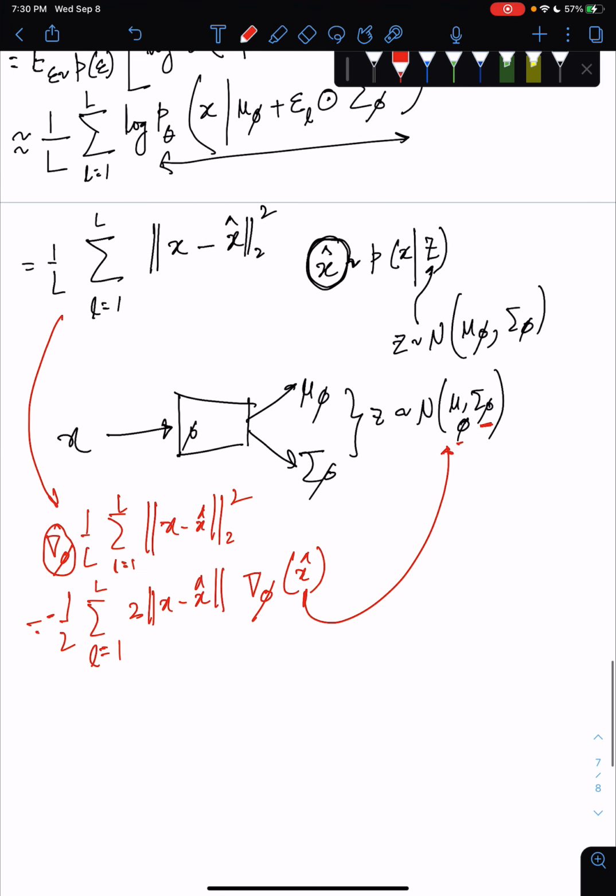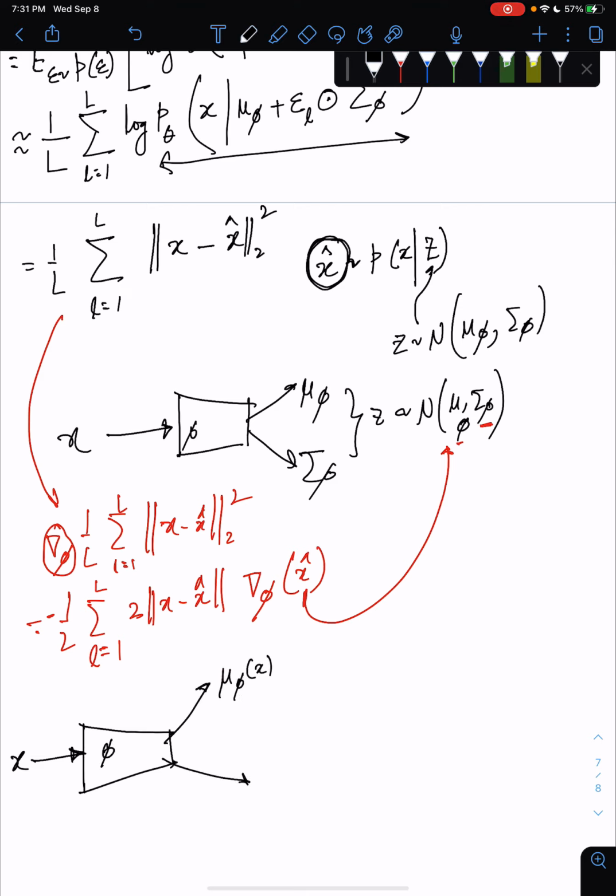So this is what is called a variational autoencoder. If I just do a summarization, this is my x, this is my encoder parameterized by phi, this is my mu phi of x, this is my sigma phi of x, and a z will be sampled from a Gaussian distribution.